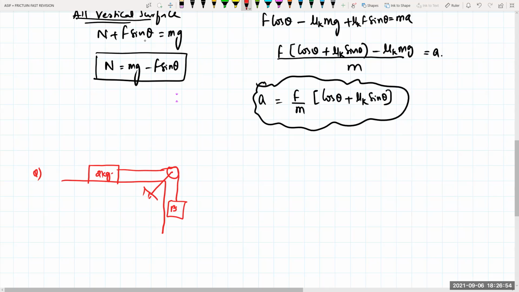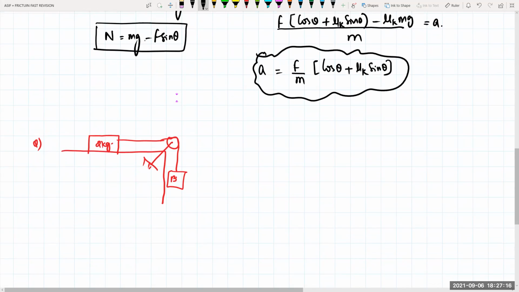The question is, what would be the maximum mass of block B so that the two blocks do not move? Both blocks should not move, so what should be the mass of B? First, write all the forces. The weight acts downward, M into G. This is the tension T.